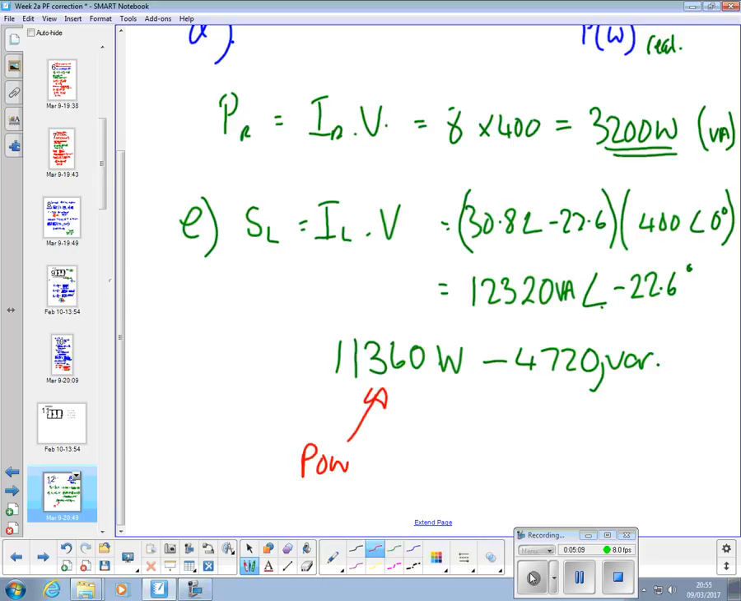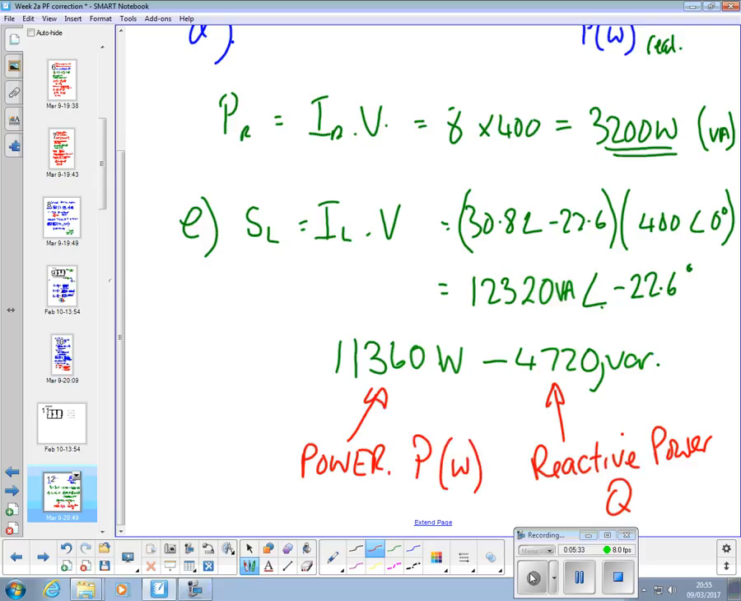So here we've got power, and here we've got not apparent power, Michael, reactive power. Reactive power Q, power P in watts, and that's in VAR. So that's how you can get those individual components out of a value for S. See that now?